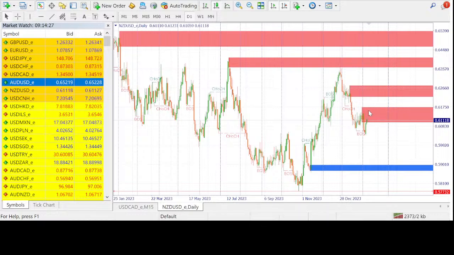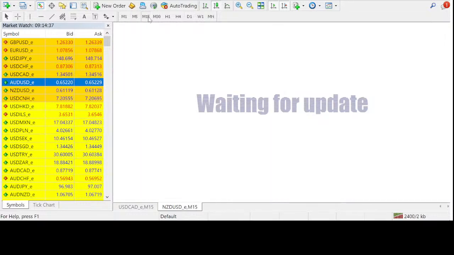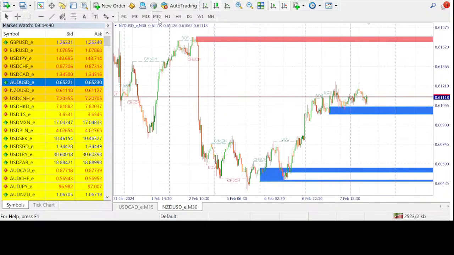In case the price does not ascend and close above this line, then we are going to be focusing on sell positions within this zone here. So that's my opinion on NZDUSD. Let's check lesser time frames.